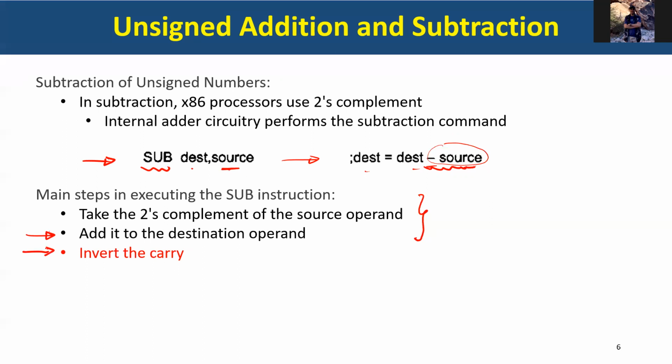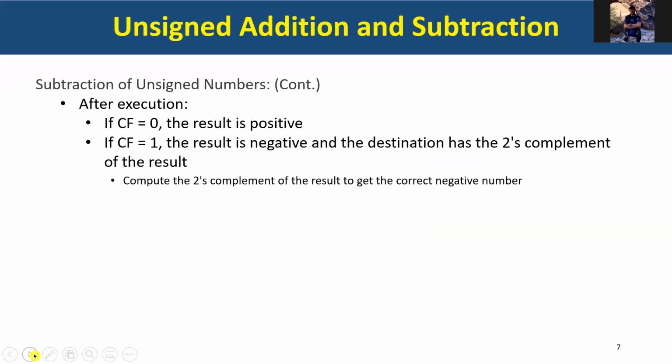The important step here, which you might forget, that's why I put it in red here, is to invert the carry. So if the carry was 1 after this operation, you invert it to 0. If the carry was 0, you invert it to 1. And based on the carry, after you invert it, if the carry is 0, then the result is positive. If the carry is 1, then the result is negative. And remember to invert the carry after you do the second step, after you do the addition. Then you make the judgment over the number that you have based on the inverted carry. Good.